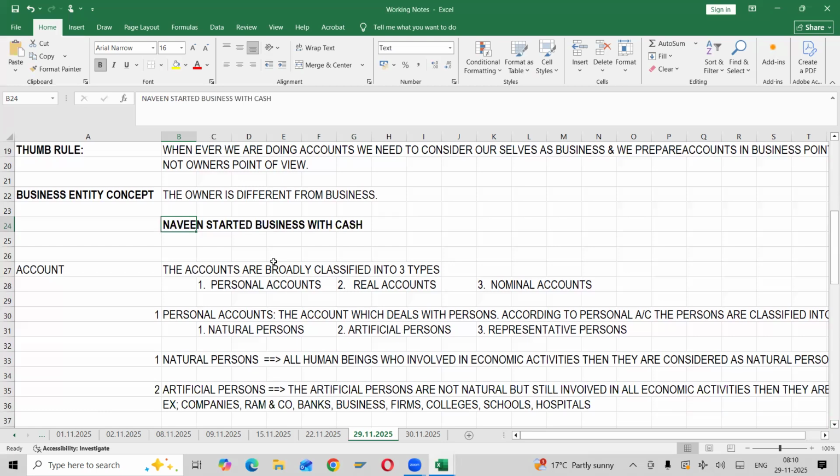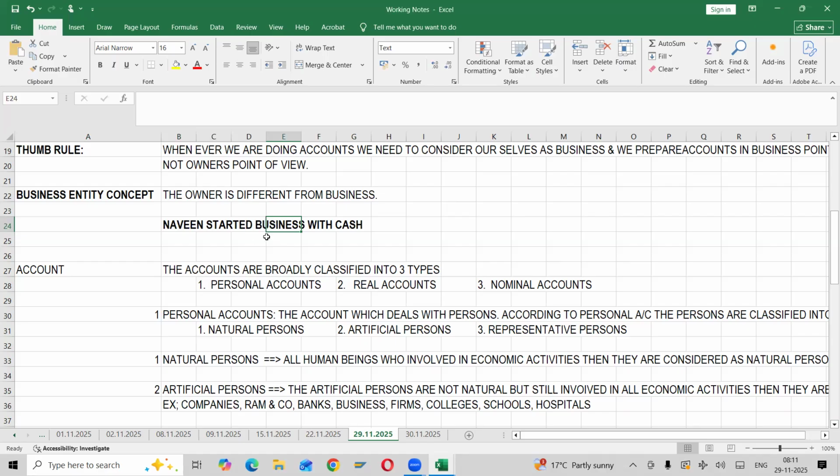Business second. Two persons are involved, correct? One is Naveen, another one is a business. Naveen is a natural person, business is an artificial person, correct? So what I'm saying here, whenever I'm doing an account for a business, then I need to consider myself as a business, not Naveen. Naveen is an owner, but I need to consider myself as a business.